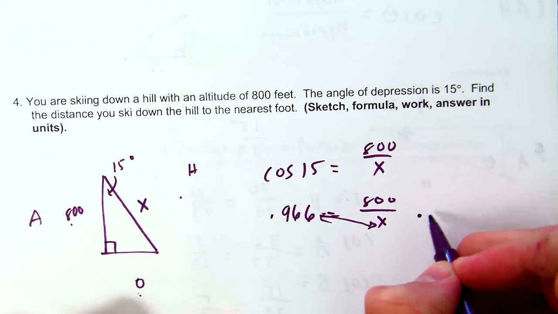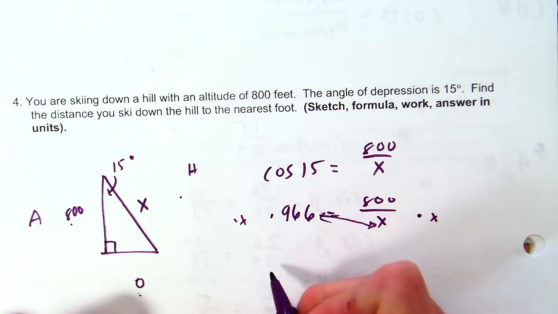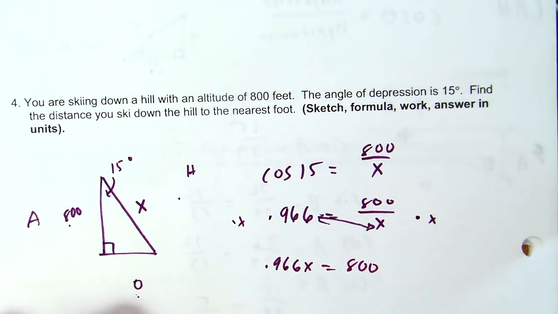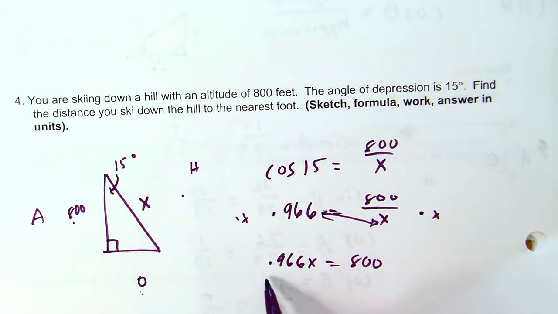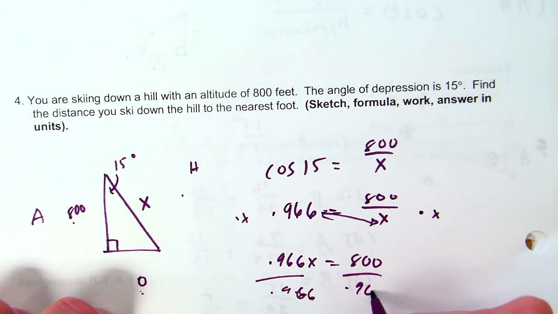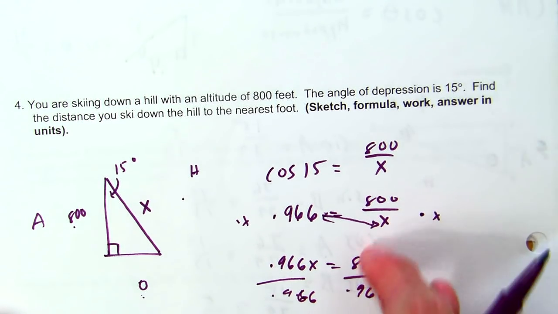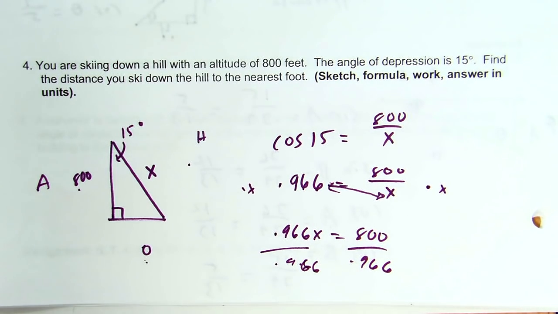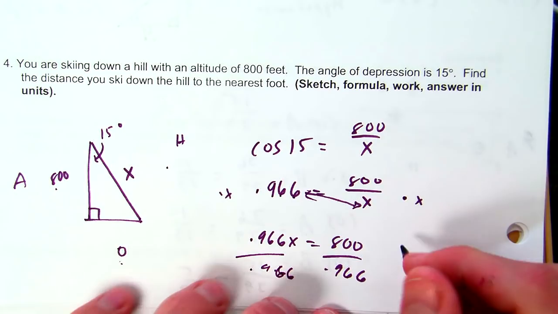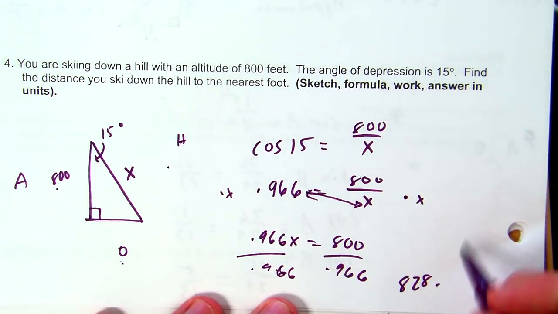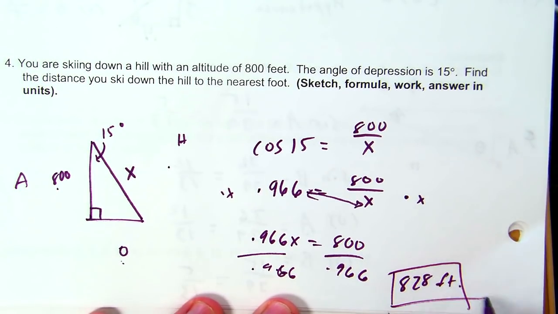But technically the algebra behind that is that you have to multiply x to each side. So then this becomes 0.966x equal to 800. Now to get x by itself, you divide each side by 0.966. So what you're doing is 800 divided by 0.966, which is what I referred to there. So if you want to do the algebra or if you remember the trick, it doesn't matter. Either way, you should get an answer of 828. And it's to the nearest foot, so we're going to leave it as 828 feet.